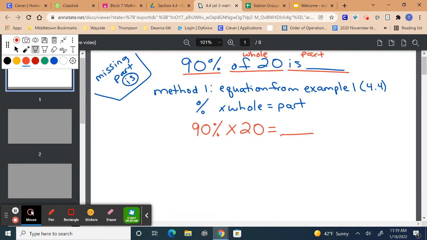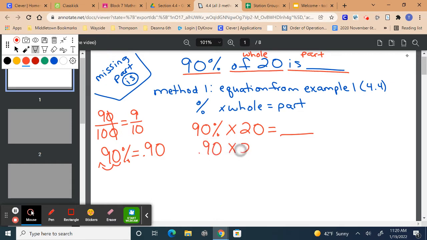You can either change your percent, remember you do all the work on the side, to a fraction. So you can make it 90 over 100, cross off those zeros, so it'll be 9/10. Or you can make it a decimal. So 90%, if you make it a decimal, it will be 0.9 or 90/100. So I'm just going to use my decimal for now and say 90/100 times 20.